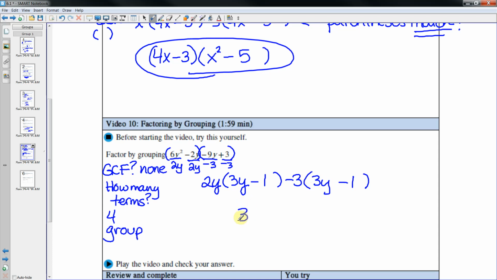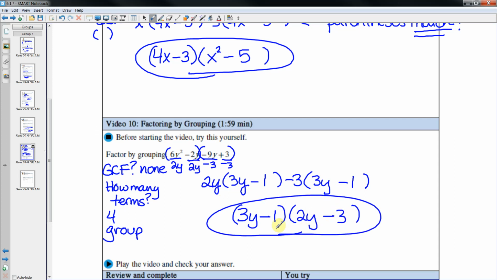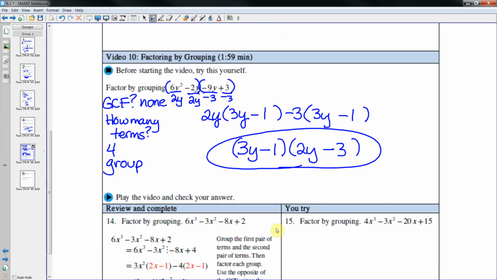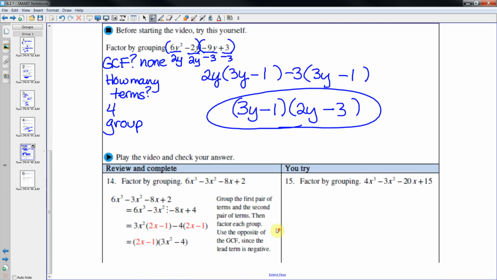Okay, so now, last step in grouping, bring down that matching parentheses now, the 3y minus 1. And then, if we took those out, we would have a 2y minus 3 left over. There's my greatest common factor.